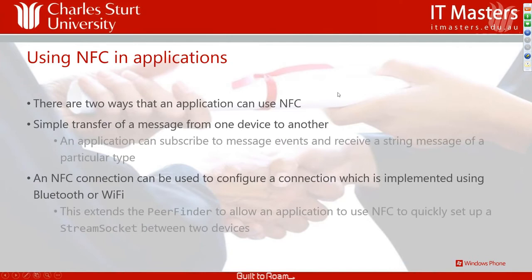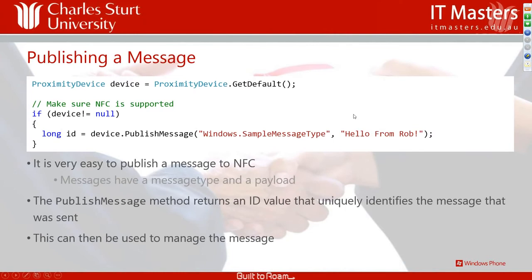As I mentioned, there's essentially two ways that our devices, or our application, can make use of NFC. The first is basically the broadcasting or the transmission of a simple message, and the second one is to actually use it as a mechanism to establish a Bluetooth or a Wi-Fi connection between two devices. To publish a message, essentially we're just getting access to the proximity device itself, so we're just calling get default. And that will give us the proximity device if one exists.